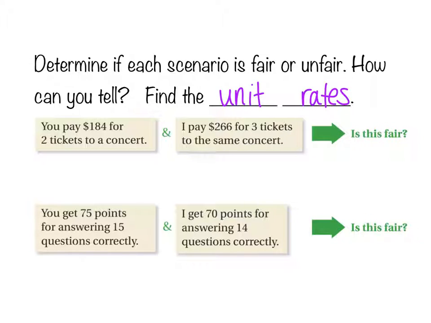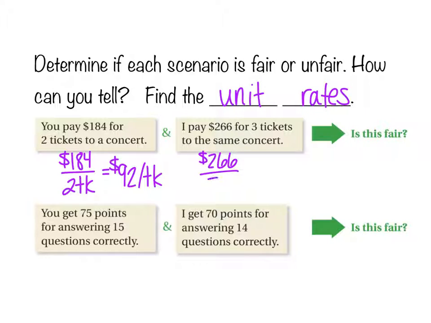So the first one, you pay $184 for 2 tickets. And when you do the division there, 184 divided by 2 gives you 92. So remember, you have to label it dollars per ticket. And then I pay $266 for 3 tickets. So if you divide 266 divided by 3, that gives you $88 and 0.6 repeating, so that'd be 67 cents. And you can see that is not fair because I got mine for a cheaper rate, possibly used a different website.